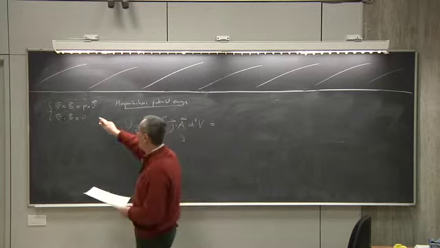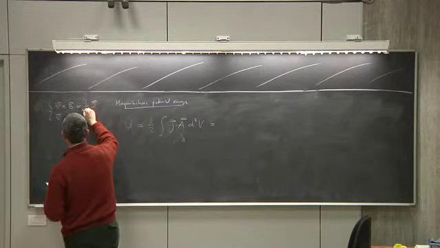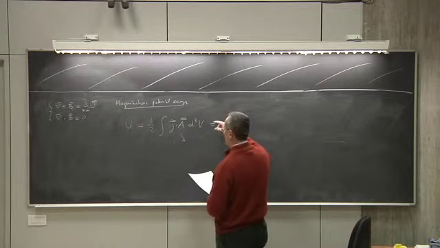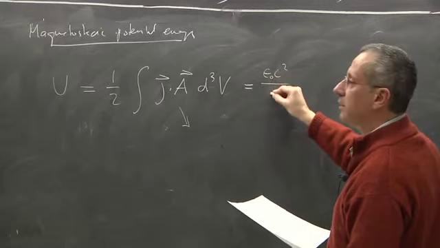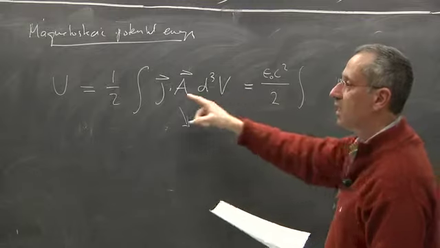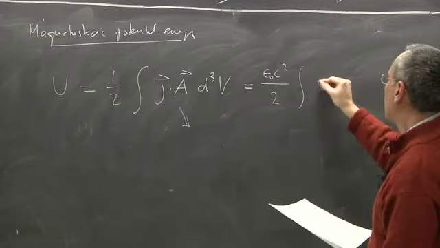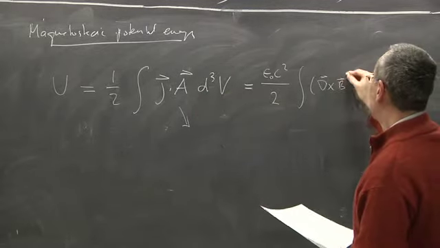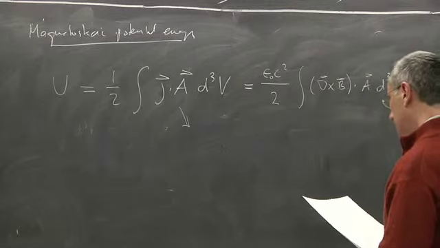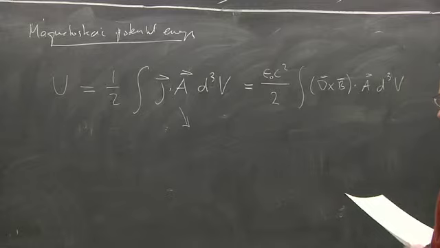this I can rewrite as, well, here, let me put back the 1 over epsilon naught c squared. That comes out nicer here. So this term here is epsilon naught c squared divided by 2, the integral of, okay, J I can replace by the curl of B, dot A, integrated over a certain volume.